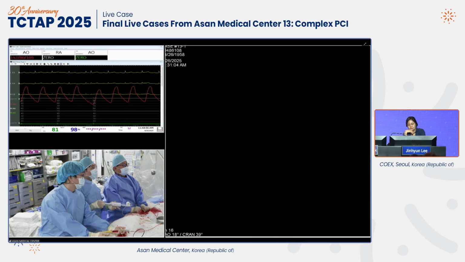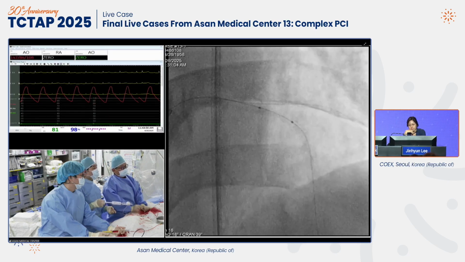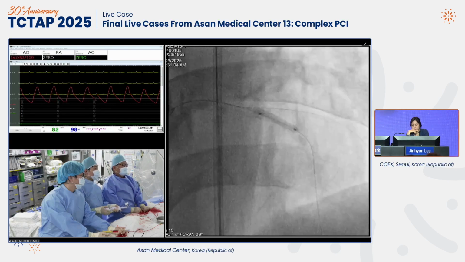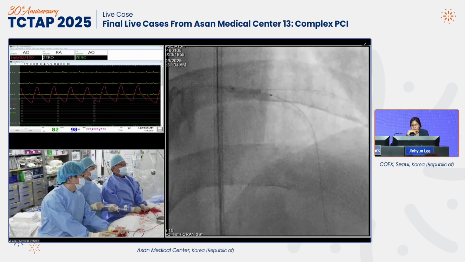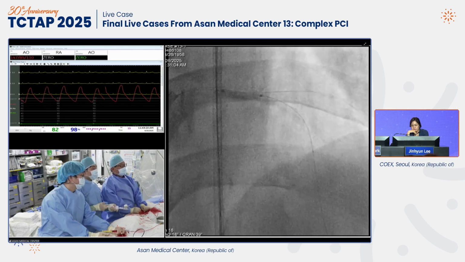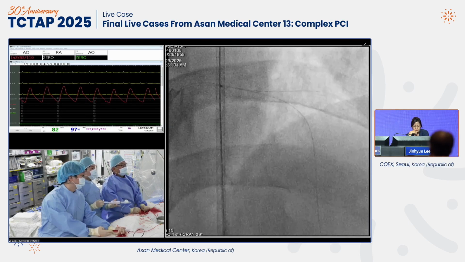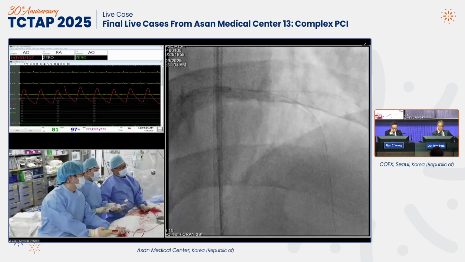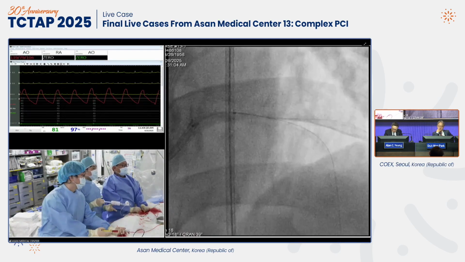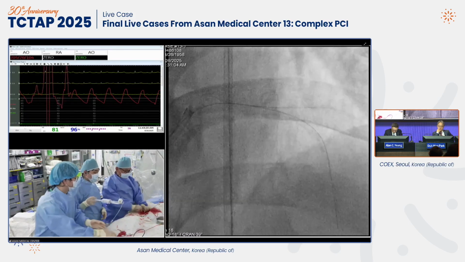So the balloon is well dilated. What size balloon in the LED, Jimin? This is a 2.5. Still too far. Yes, NC balloon. Okay, 2.5. Ready?